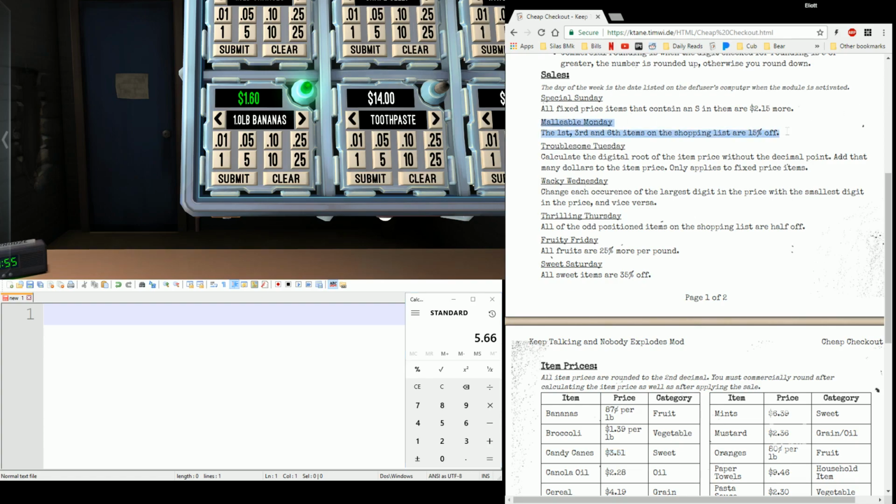Malleable Monday. The first, third, and sixth items are 15% off. So let's say my first item, let's stick with the candy canes. I want 15% off of this. There's 2 ways to do this. You can either figure out what 15% is. That's 53 cents when you round, and then actually subtract that.